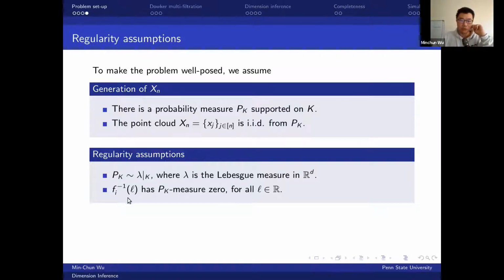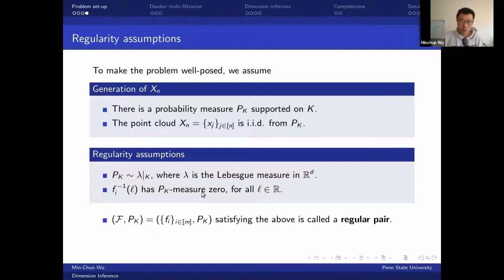And we also assume the level sets of the functions have P_K measure zero. Because the functions are quasi-convex, the sublevel sets are convex. When you increase the threshold, you have an increasing sequence of convex sets. This assumption guarantees that this increasing process is continuous without any major jump. So we assume the level sets have P_K measure zero. For convenience, we denote the collection of functions and the probability measure as a regular pair if the above conditions are satisfied. Just a convenience notation.